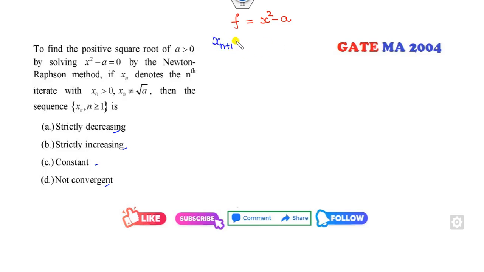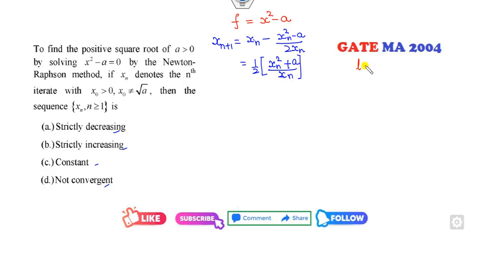Can you find the Newton-Raphson method? It is f(x) divided by the derivative. So if you take the LCM, half is common, and we get x_{n+1} equals half of (x_n squared plus a) over x_n.